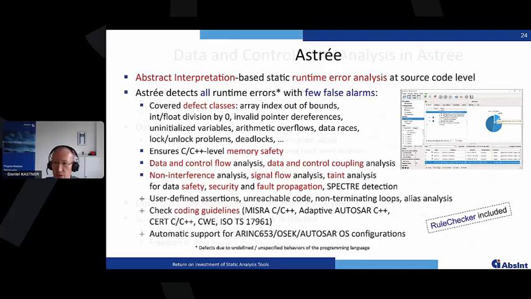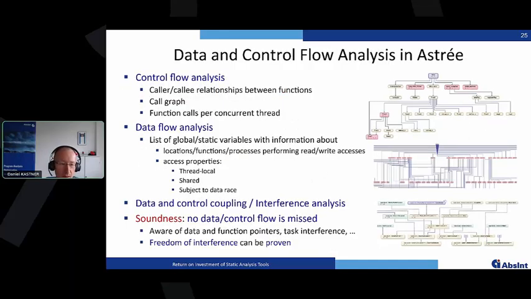With respect to data and control flow analysis, what does it mean? Well, control flow analysis is clear. You want to know which functions call which other functions. You want to know the call graph, possibly over all threads, or specifically one call graph per thread. In data flow analysis, the question is where you have access to variables, to which variables, at which location, function, thread. Is it a read-write access? Is it a thread local access? Is it a shared access? Or possibly even an access which is subject to a data race. So all this is covered by the data and control flow analysis.